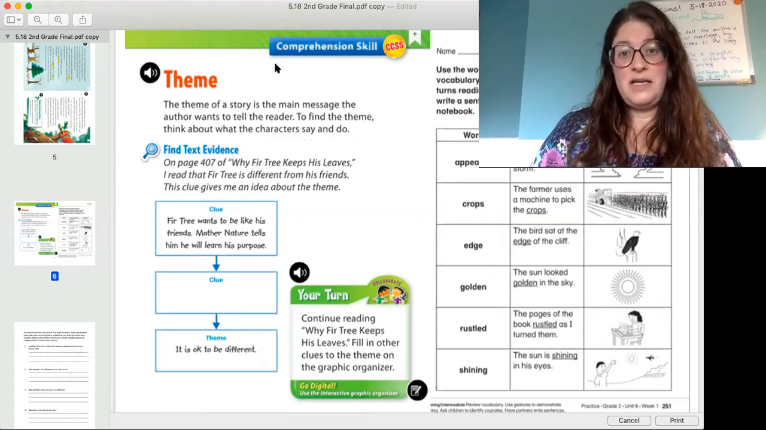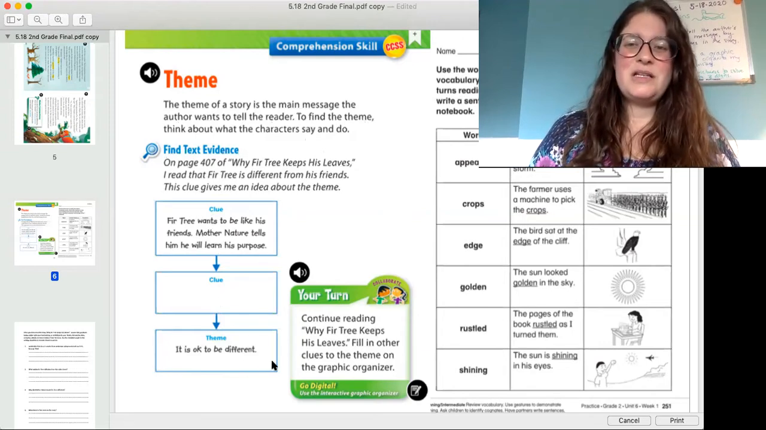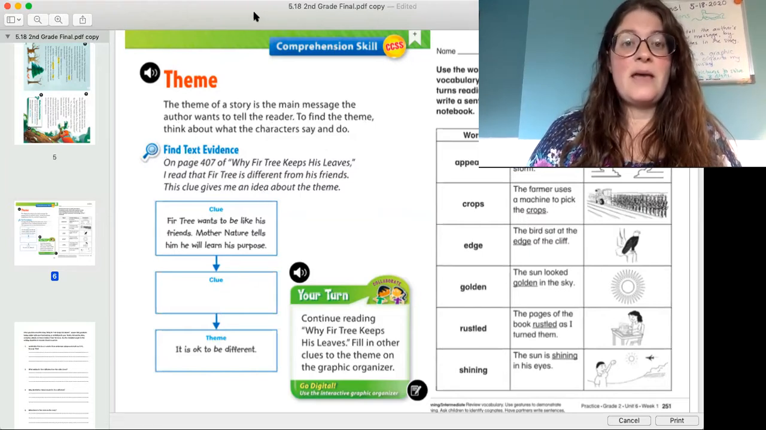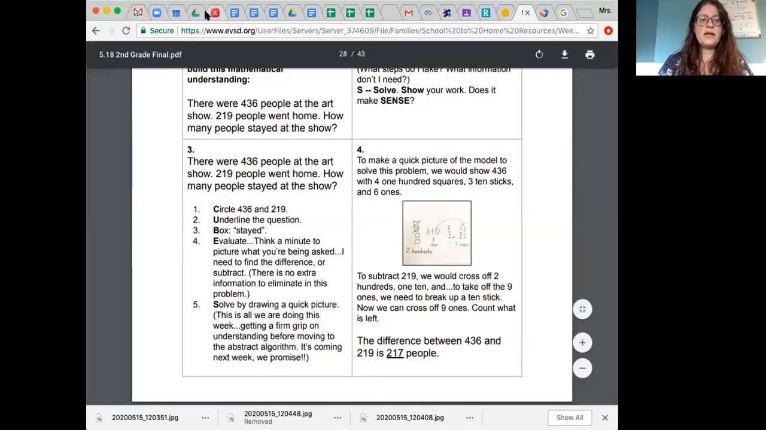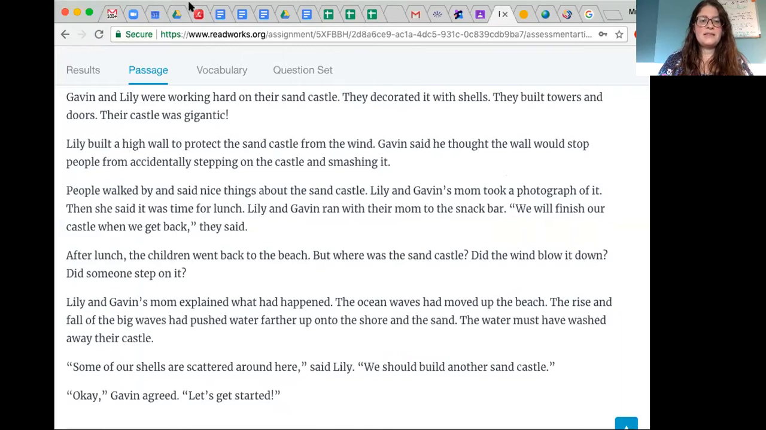Another way you can do it is, what I did is to kind of work backwards, and I thought about the theme, what's the author trying to tell me? And then I wrote down the clues that made me think that way. So I'm going to share a different screen with you now. And this screen will have our story that we're going to practice this on.